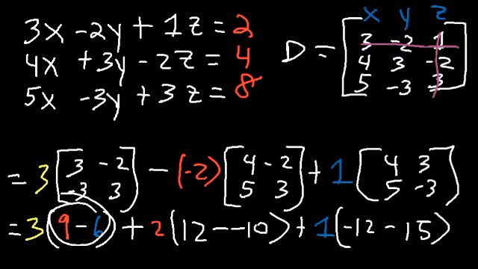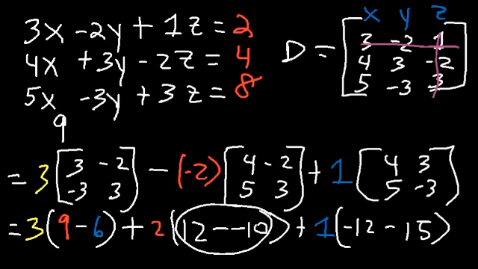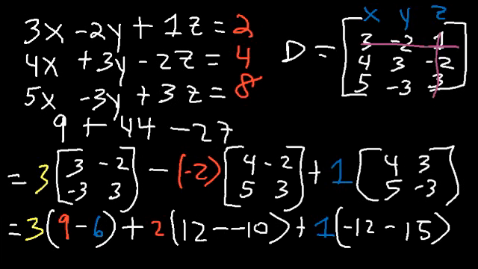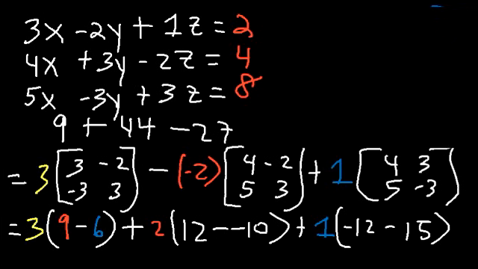So 9 minus 6 is 3, and 3 times the 3 on the outside is equal to 9. 12 minus -10 is the same as 12 plus 10, which is 22, times 2, that's 44. And -12 minus 15 is -27. So we have 9 plus 44, which is 53, minus 27, and that's 26. So d is equal to 26.